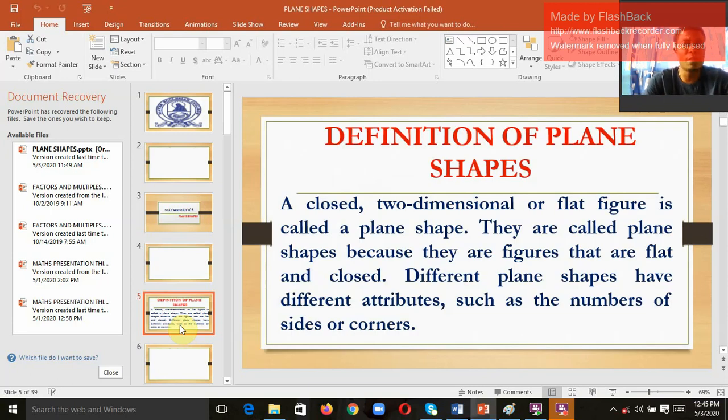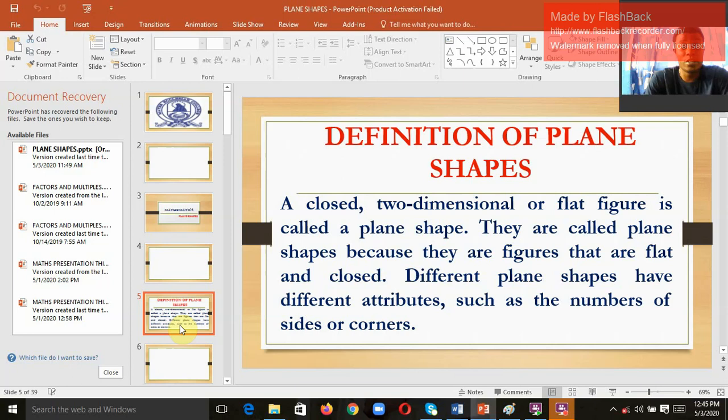So when you hear the word plane, don't have a jet-like structure in your head. Don't see it as an aeroplane. No, it's not. Plane here means a shape with a flat surface. That's why the definition I gave here is a closed two-dimensional or flat figure. Now it's closed, it's not open. All plane shapes are closed, they are not open.